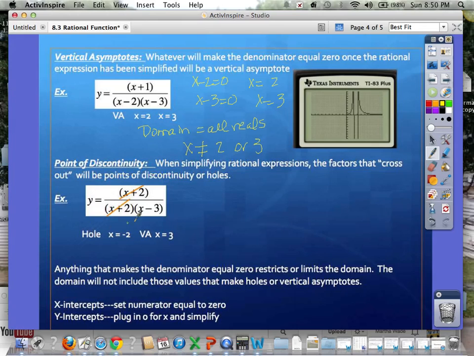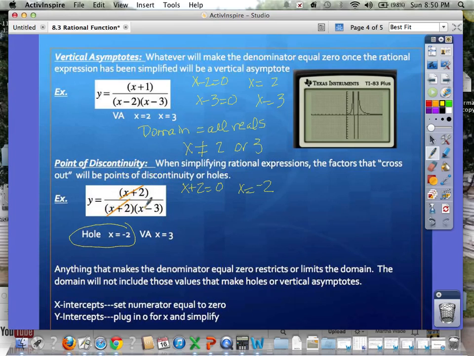So if we were looking at this example right here where we crossed out the x plus 2's, that makes a hole once you set it equal to 0. So if I had x plus 2 equals 0, then x would be negative 2. And that, because it's crossed out, makes a hole at negative 2. Now, then you still could have vertical asymptotes and all that stuff, okay?